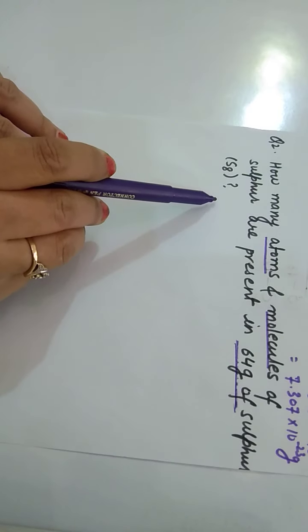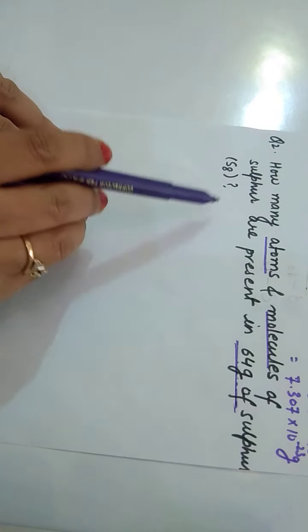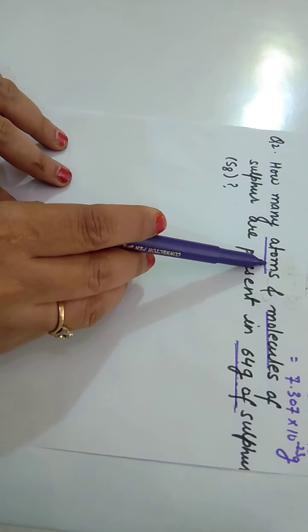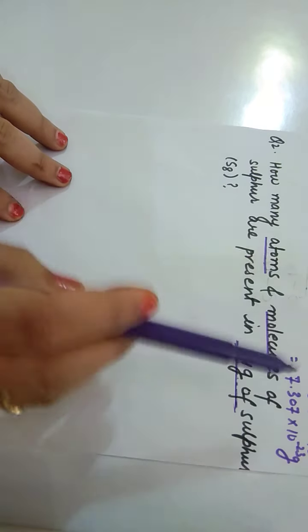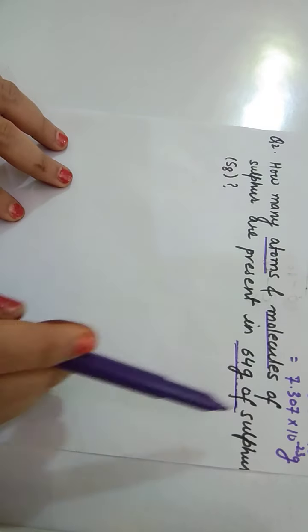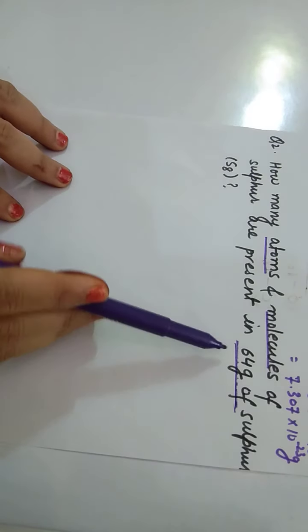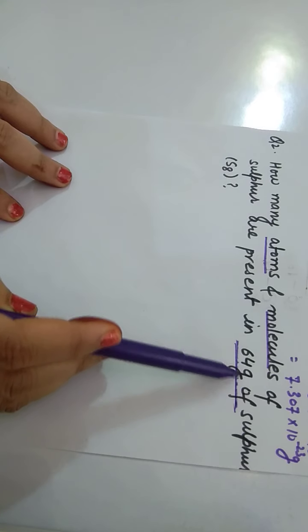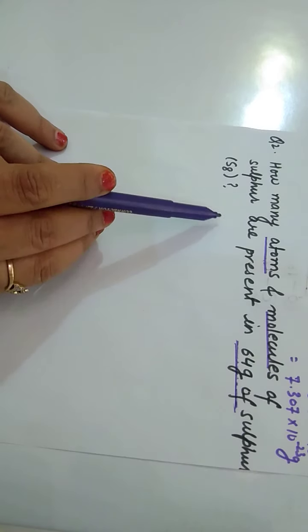So gram will be on which side? Gram will be on left side, and number of atom will be on the right side, because what is asked is number of atom. So number of atom on the right side, and with the help of which you need to find is gram. So gram will be on the left side. This thing you should always make clear, what is asked and with the help of which it is asked.